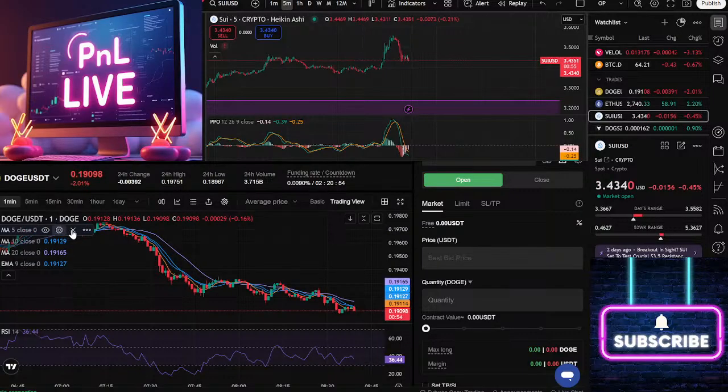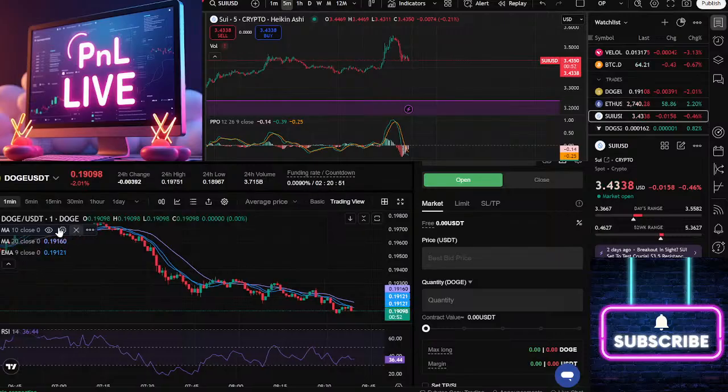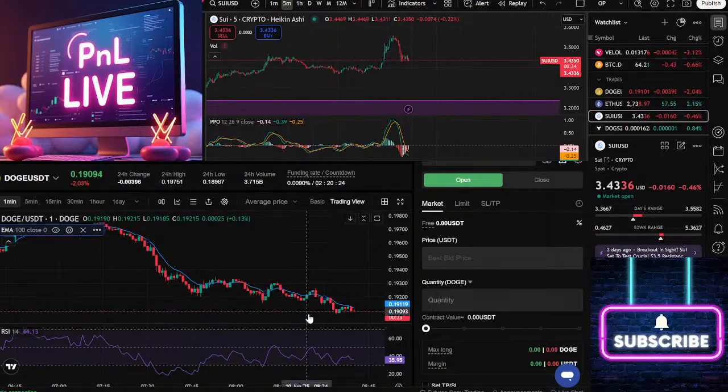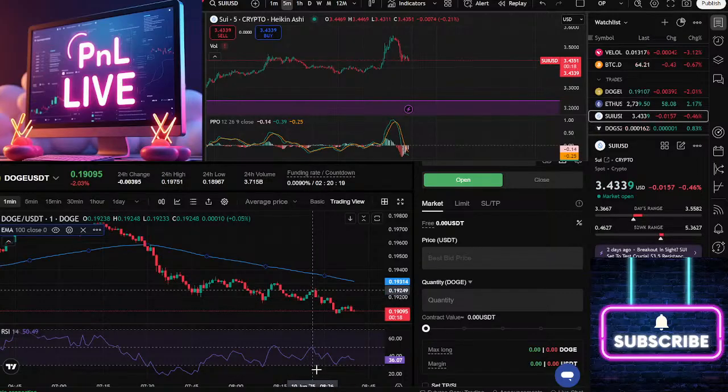Let's see. Delete that. Delete that. Delete that. Okay. So maybe this is set up to 100 now. Yeah, it looks like it's being halfway decent to where I can actually make trades now. So Doge is looking oversold. It's under the EMA.